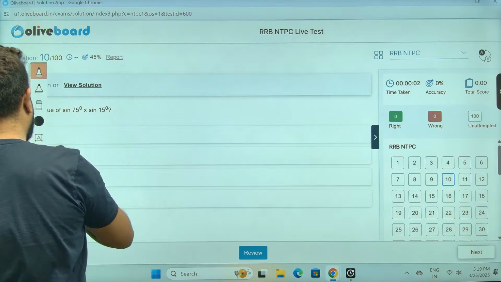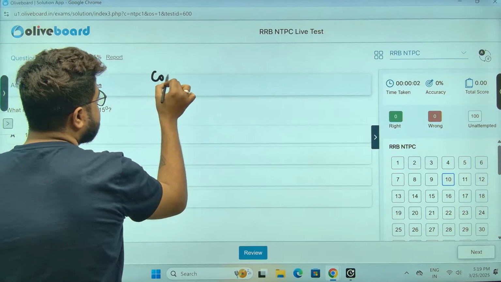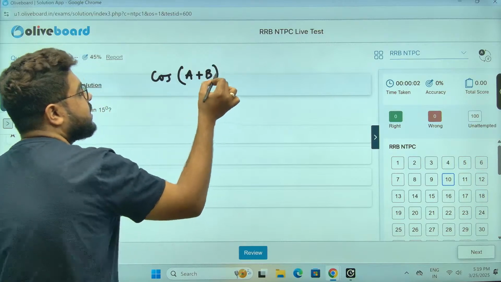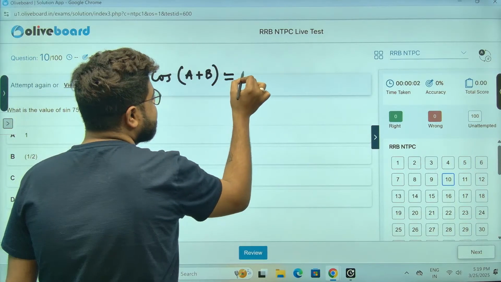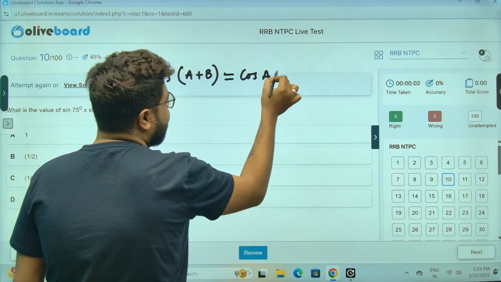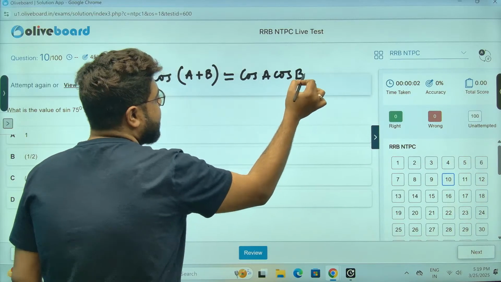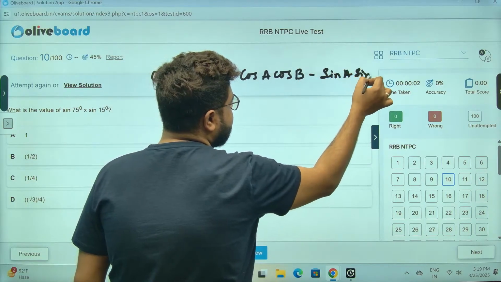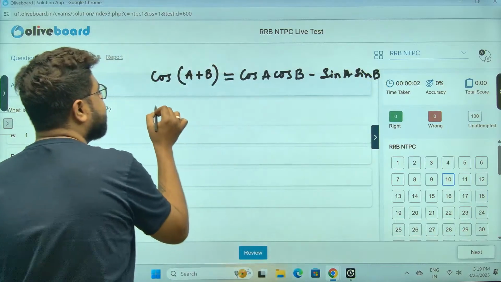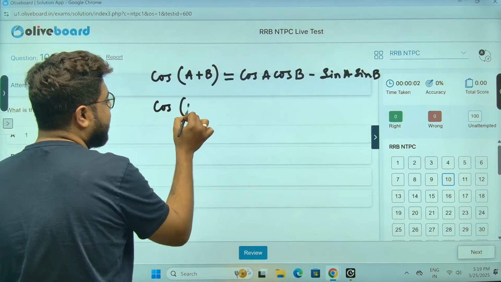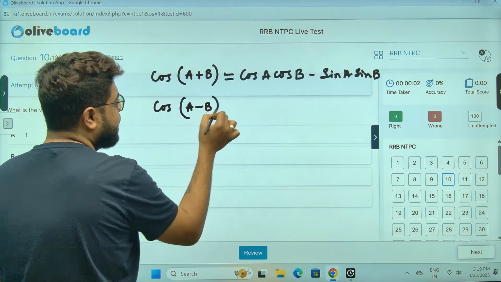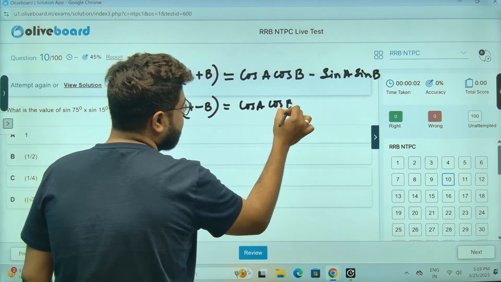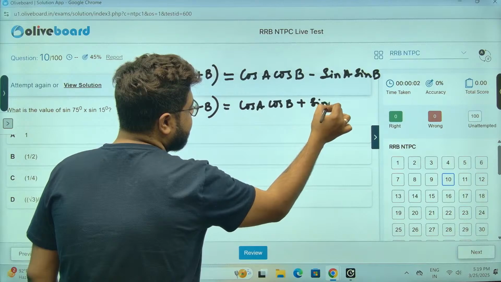So if I write this cos A plus B, it is equal to cos A cos B minus sin A sin B. And if I write cos A minus B, then it is cos A cos B plus sin A sin B.